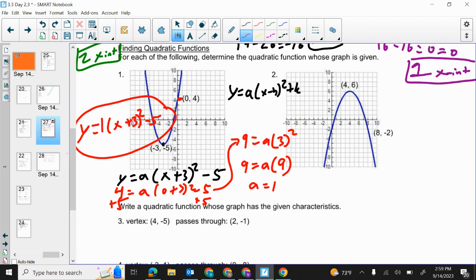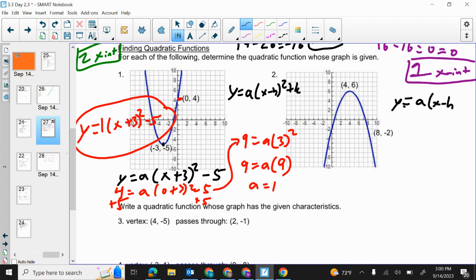Now we do the same thing again for number 2. We can obviously tell A is not going to be 1. There's a clear indicator for why: it's pointed down. So there's got to be some multiplication going on in front to flip it down. But again, we've got a vertex, so let's start there. We'll go y equals A(x minus h).